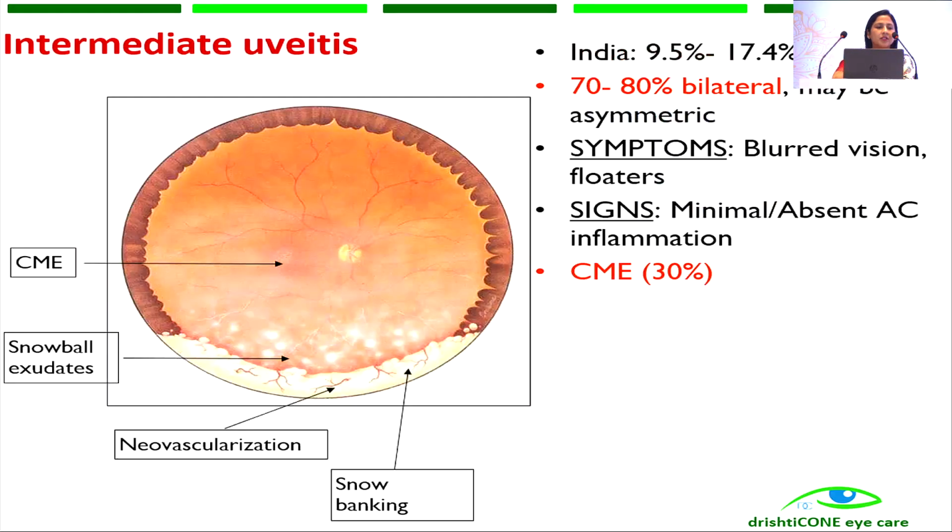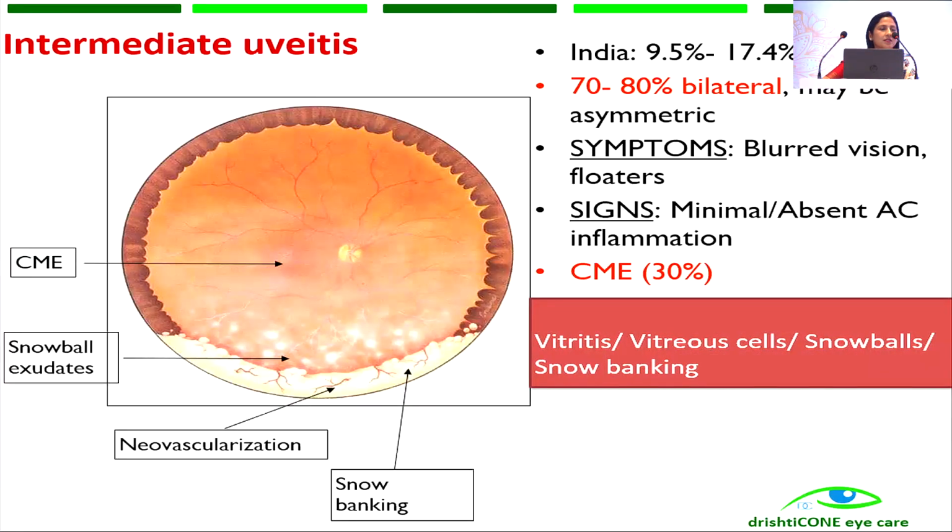So intermediate uveitis, a patient would generally come to you with bilateral involvement in 70 to 80% of the cases, which may actually be asymmetric. And when you look in, you will see some vitreous haze, and inferiorly you can see some snow banking and snowballs, or actually the patient may be having only CME with few cells on the anterior vitreous face.